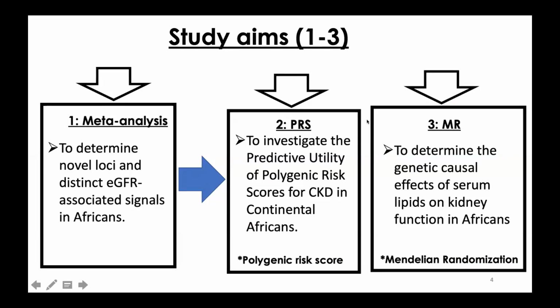So then the third study was a Mendelian randomization study, because of course someone's lipids should innately affect kidney function. So we wanted to see, based on the data sets that we had, where the direction of causality lies. So we used MR to determine causal inference between lipid traits and kidney function, based on estimated glomerular filtration rate.